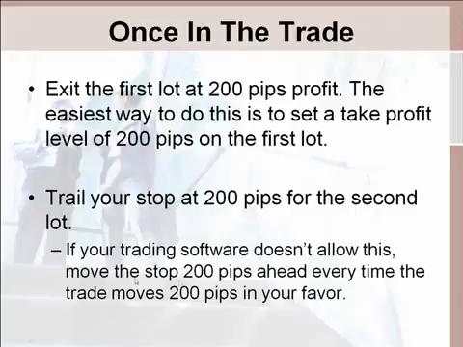If your trading software doesn't allow you to trail your stops, just move the stop 200 pips ahead every time the trade moves 200 pips in your favor. So for example, once you were 200 pips ahead in the trade, your first step would be to move your stop loss to the break-even point. And then once you were 400 pips ahead in the trade, you would move it 200 pips more in your favor. Of course, the easiest way to do it is to use a trading platform that allows you to use trailing stops.